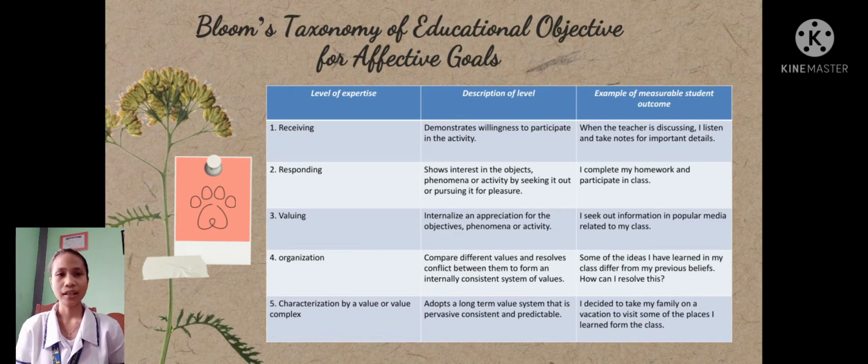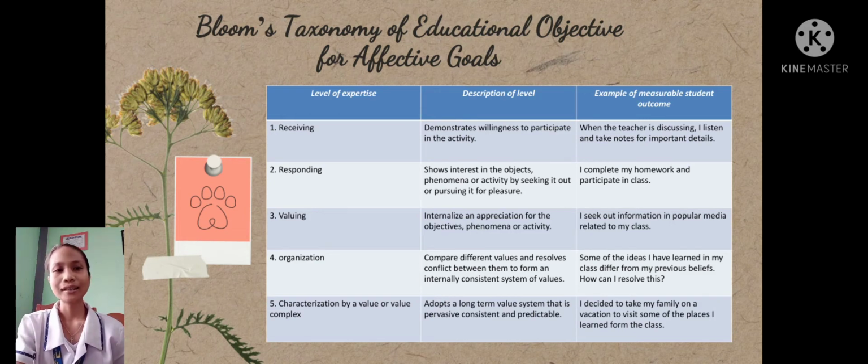So the first level of expertise is receiving. It demonstrates willingness to participate in the activity. An example of this level is when the teacher is discussing, I listen and take notes of the important details.